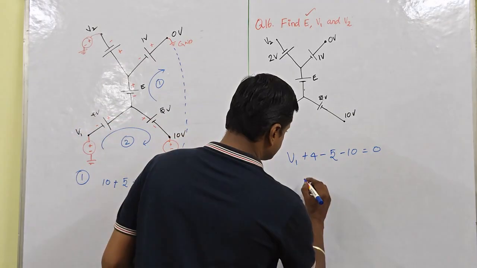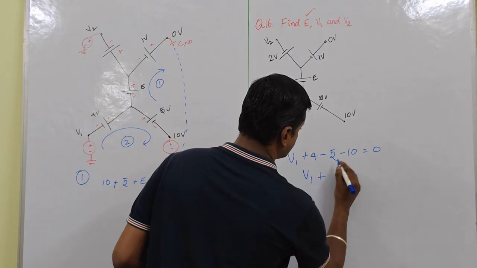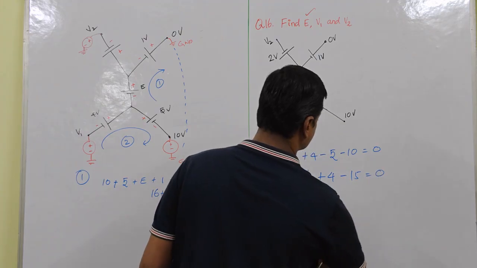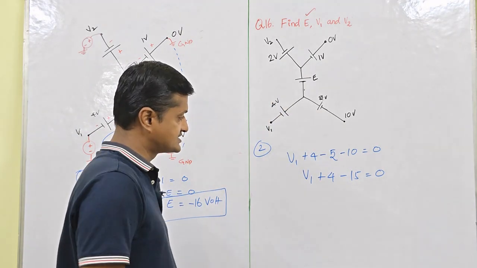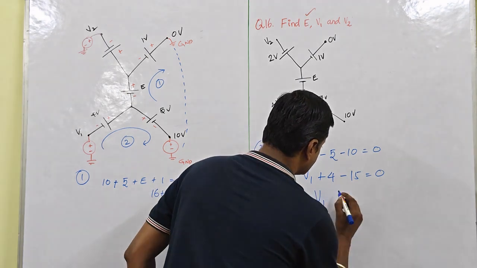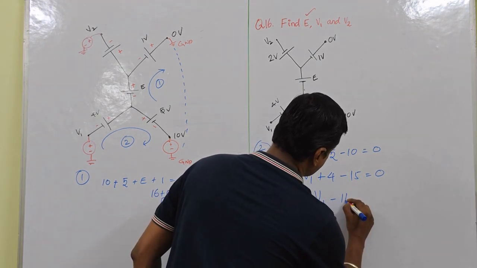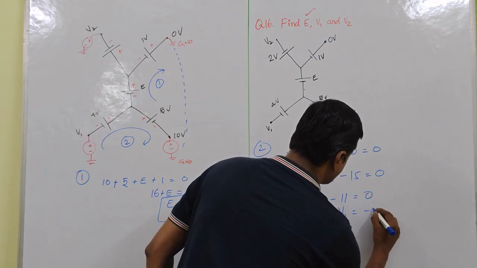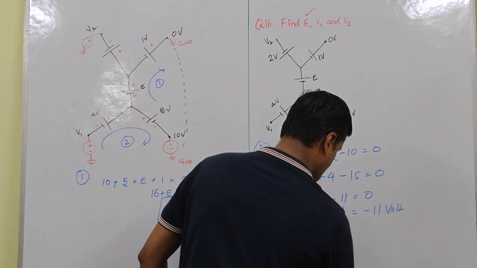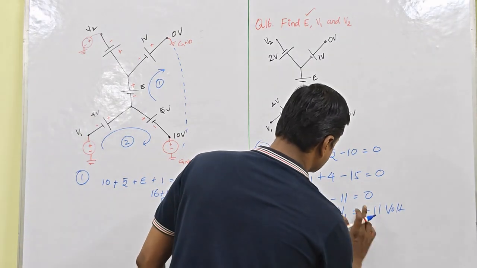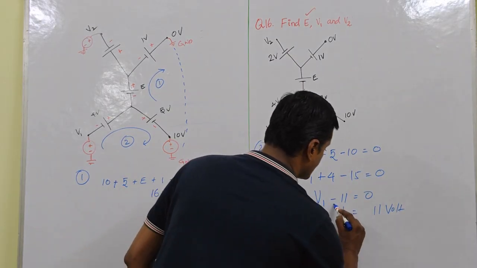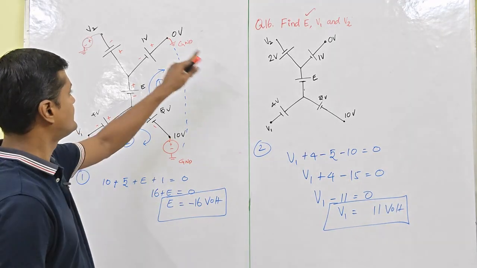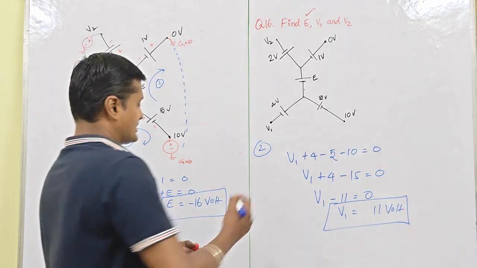So what is the value? So V1 plus 4 minus 15 equal to 0. V1 plus 4 minus 16 equal to 0. What is the value? So V1 equal to minus 11, that is equal to 0. So V1 equal to minus 11, minus and minus, plus 11. What is the value of V1? So V1 is equal to 11 volt. Find out. Okay, so we can find out the value of V1.